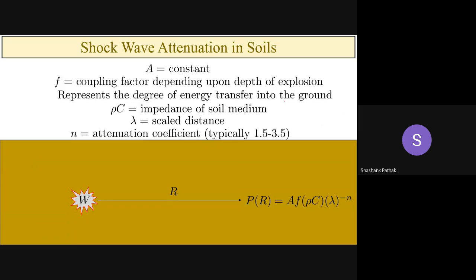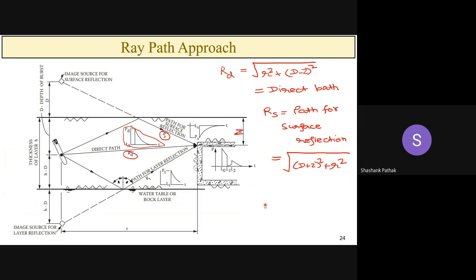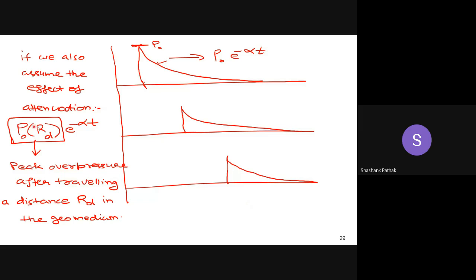In this particular slide, I have shown, so explosion happens here, wave is traveling here for a distance capital R. So PR will be given by this kind of expression, right? If we consider this type of attenuation, so our peak overpressure should be modified accordingly.